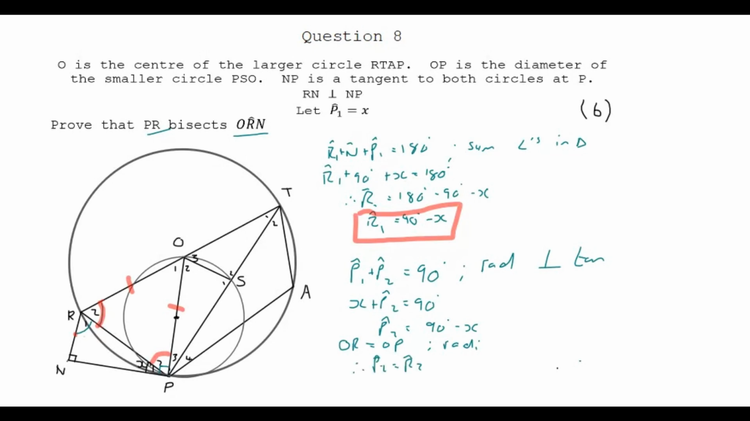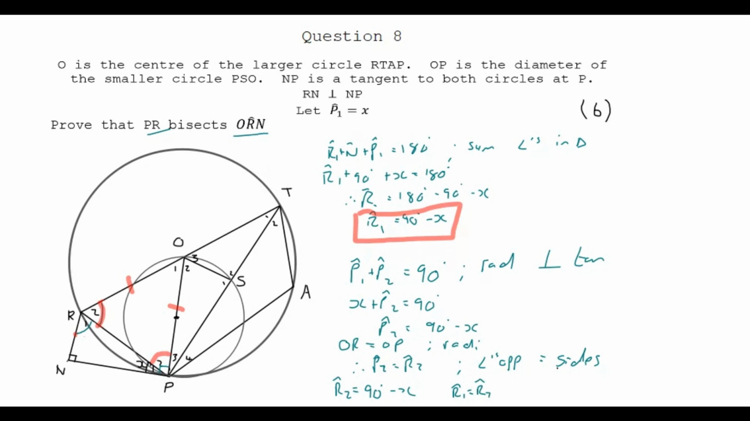So P2 is equal to angle R2. What is my reason there? Angles opposite equal sides. Fantastic. What did we just say P2 was? We just said P2, which is now R2, is equal to 90 degrees minus x. So we have R1 equal to R2, and therefore we've answered the question.